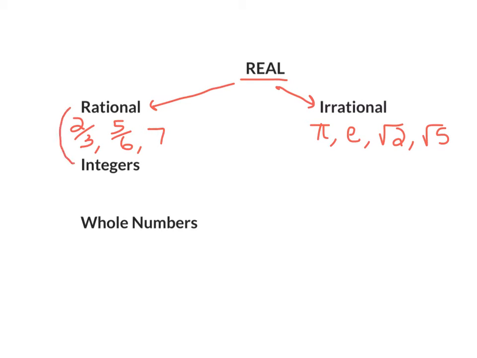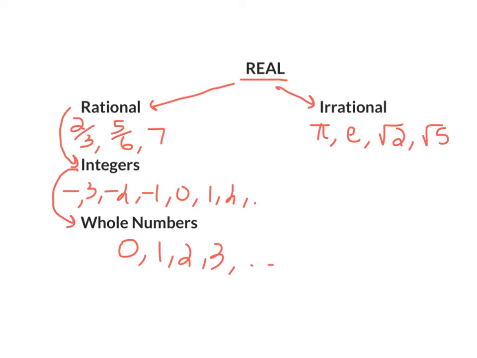Rational can get broken down even further into integers. Integers can be negative or positive, like -3, -2, -1. 0 is an integer, 1, 2, and it keeps on going both directions forever. Notice what's not included in integers. There are no fractions or decimals included in the category of integers, so no fractions or decimals. Integers can be broken down even further. Whole numbers are integers that do not include the negatives, so 0, 1, 2, 3, and it keeps going forever.